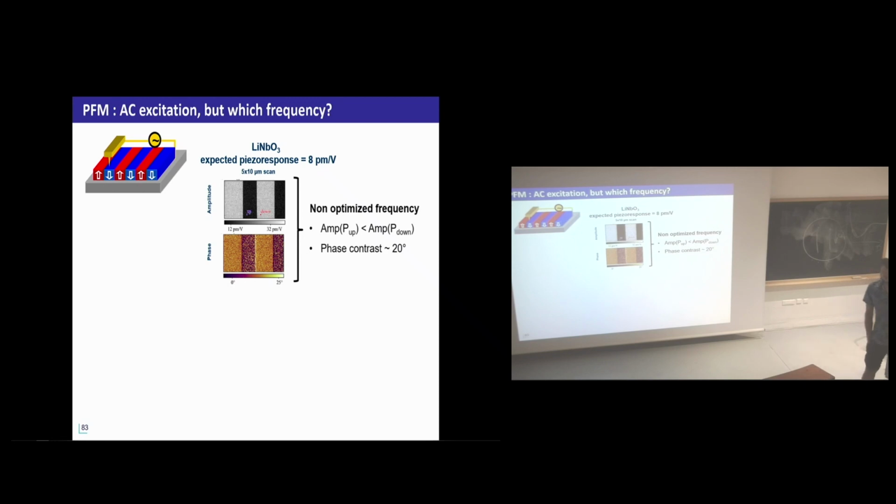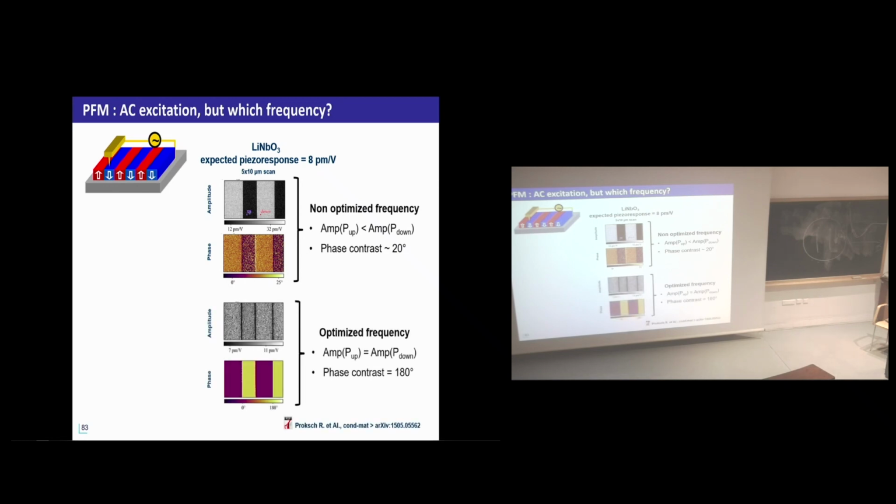Okay, so I told you, let's use AC voltage to excite the ferroelectric. Okay, which frequency? Take any one, and you will probably obtain this. This is a measurement on lithium niobate. And you can see that the amplitudes of up and down domains are really different, and the phase contrast is really small. It's less than 20 degrees. You have to obtain 180 degrees.